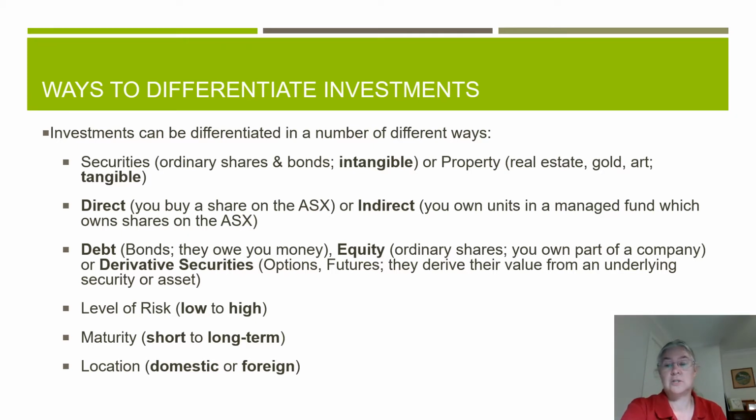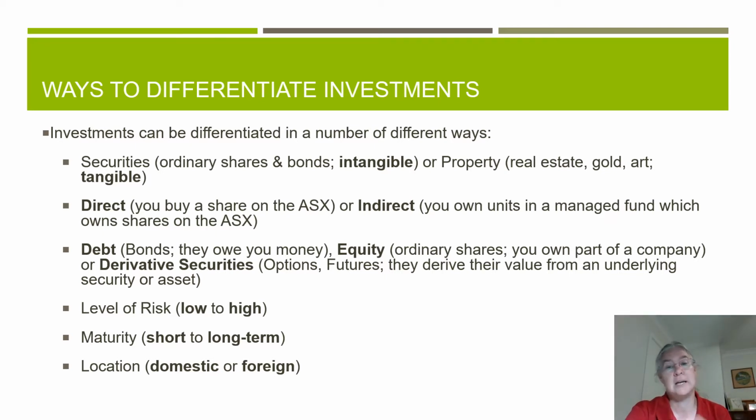Another way we can describe them is being direct or indirect. So direct is when you yourself buy the shares on the stock exchange and you're the shareholder. So you are a direct owner of the investment. Or indirect. So if you've invested in a managed fund, they buy the shares, they actually own them, and you are buying what are called units. So you don't actually own the shares yourself.